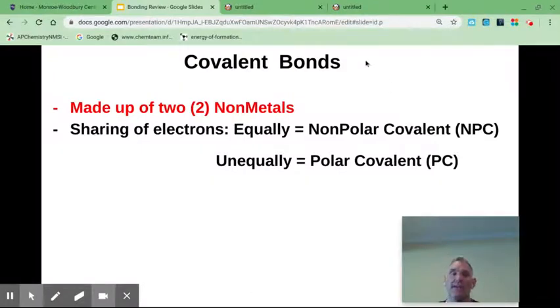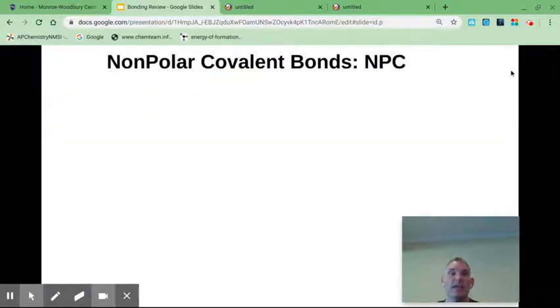So for covalent bonds, we need to know the difference between these two subclassifications. Because again, if I'm dealing with like dissolves like, polar is not the same as non-polar, even though they're covalent. For these, it requires a little bit more effort in the bonding process. First, non-polar covalent. Non-polar covalent bonds are NPC.